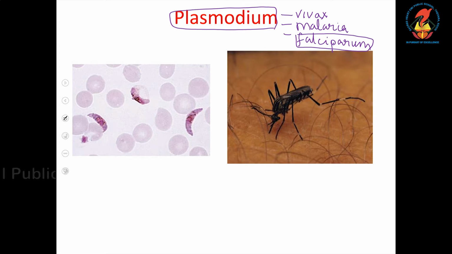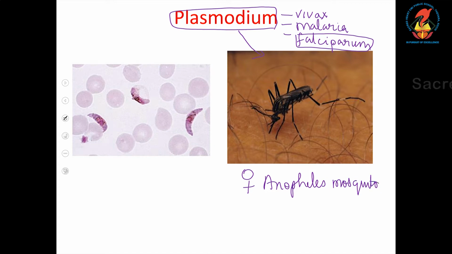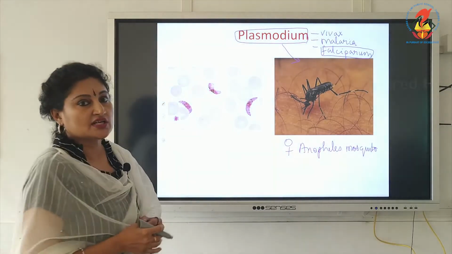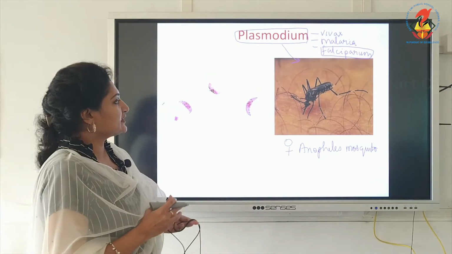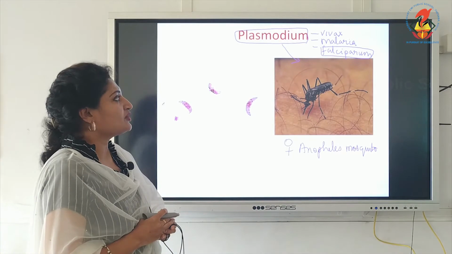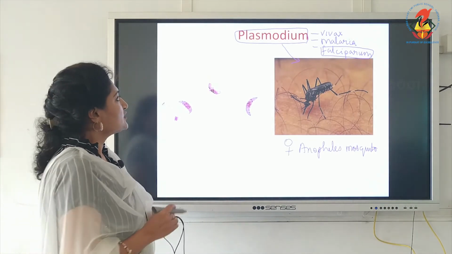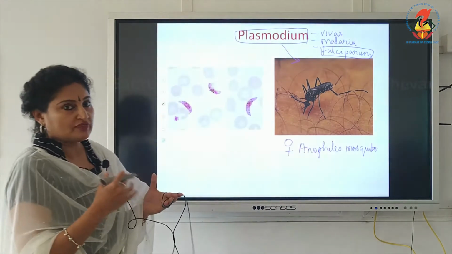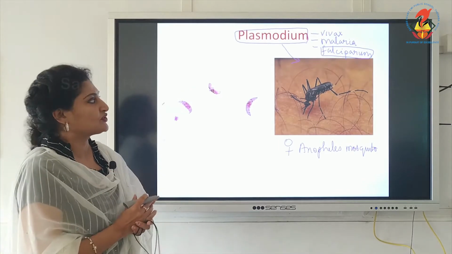Now, this Plasmodium is carried by a vector, and the vector is the female Anopheles mosquito. Not the male, it is the female Anopheles mosquito. She drinks a lot of blood to nourish her young ones, so that she serves as the carrier or the vehicle or the vector for the Plasmodium. Today we will be dealing with the life cycle of Plasmodium vivax.